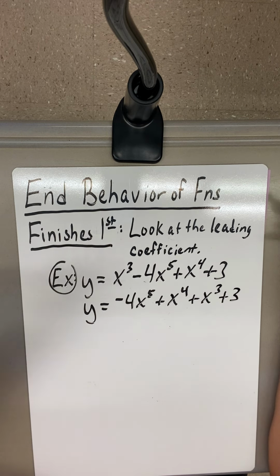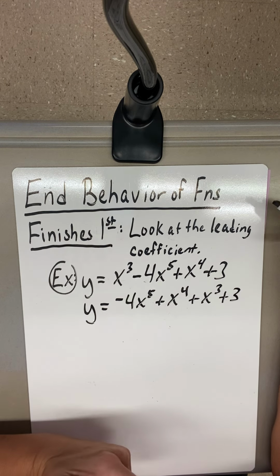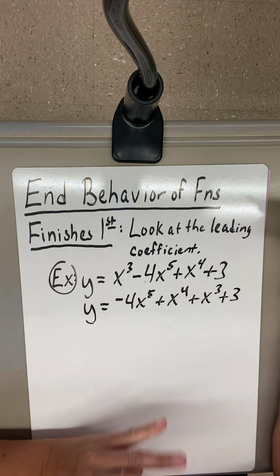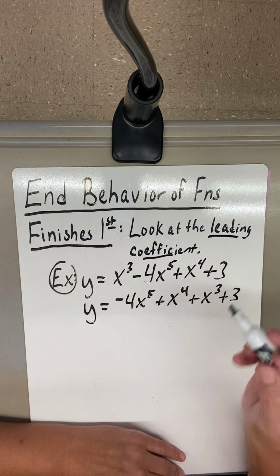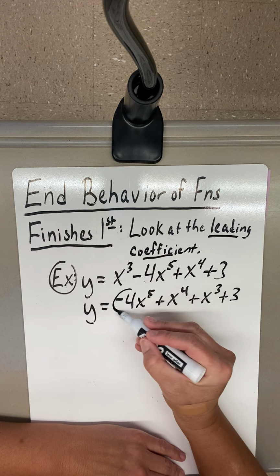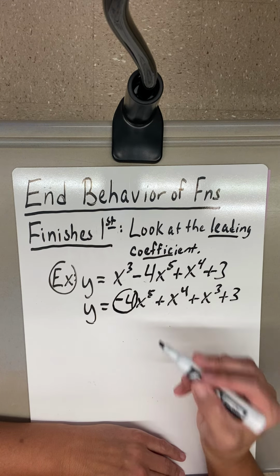Now obviously you can graph this on a graphing calculator, but it's much quicker just to look at it and tell how the graph finishes. So you're going to look at your leading coefficient. Your leader is negative 4. Your leading coefficient is negative 4.